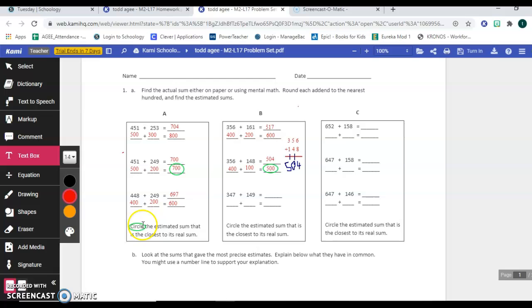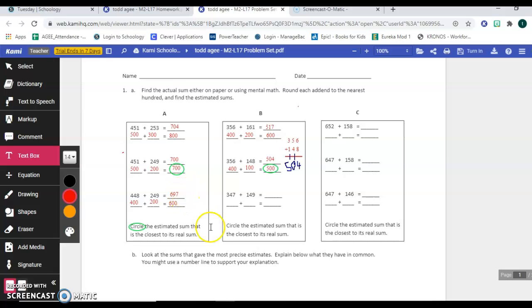It tells you at the bottom of each table here to circle the estimated sum that is closest to its real sum. So you can see the real sum here is actually 700. Well, the estimated sum is actually 700 as well, so that's going to be the closest to the real sum. And what you'll notice up here is that the estimated sum is actually kind of far off from the actual sum. And again, down here, the estimated sum is kind of far off from the actual sum.